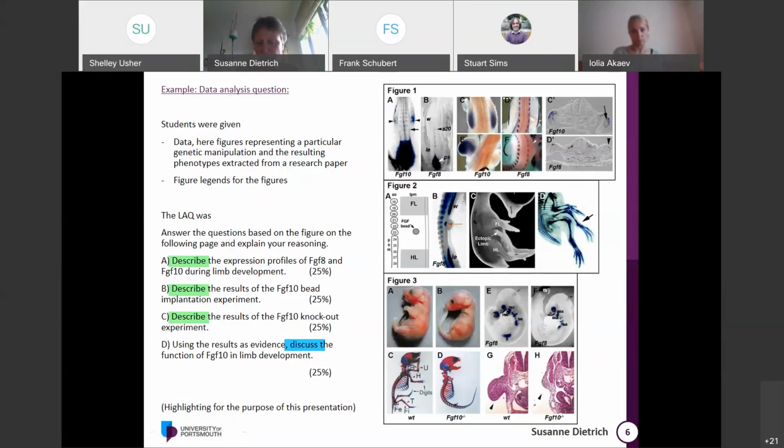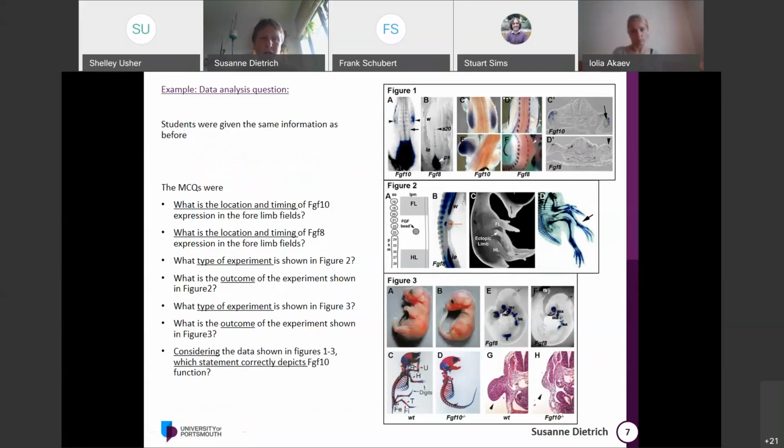So this, of course, was the long answer question. How did we cope with the MCQ? You can see here that we asked MCQ questions as shown there. And you can also maybe see that we asked for particular aspects of the images shown here. So the students still had to observe, to analyze, to compare, and to describe.